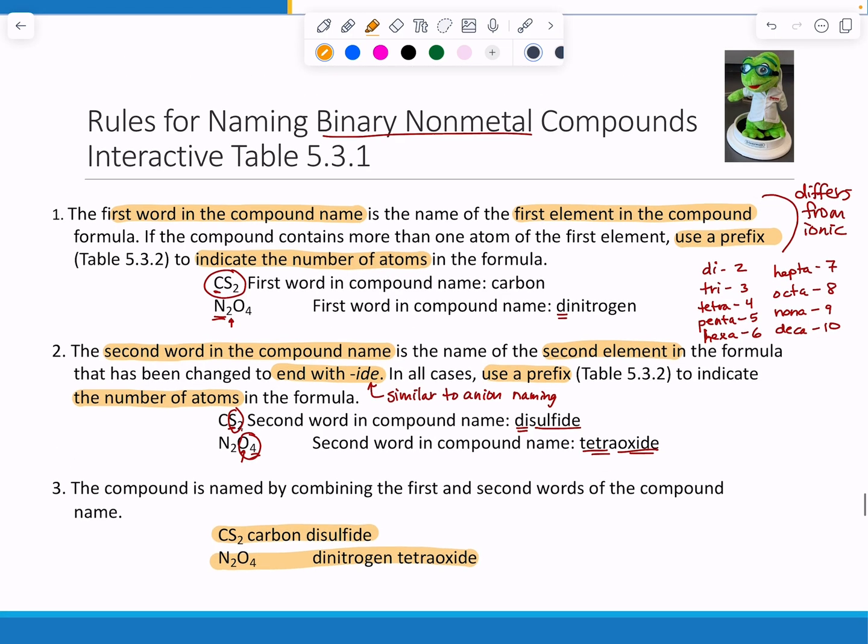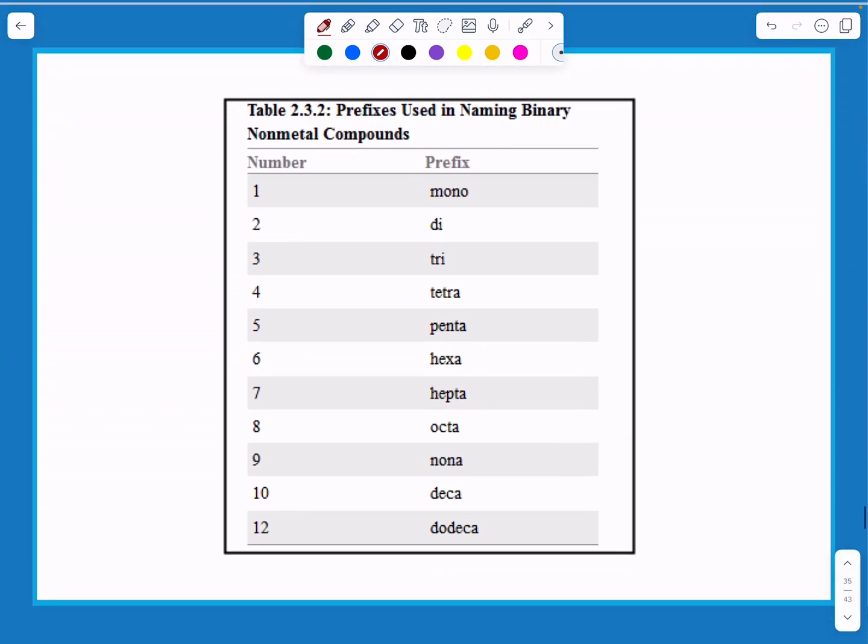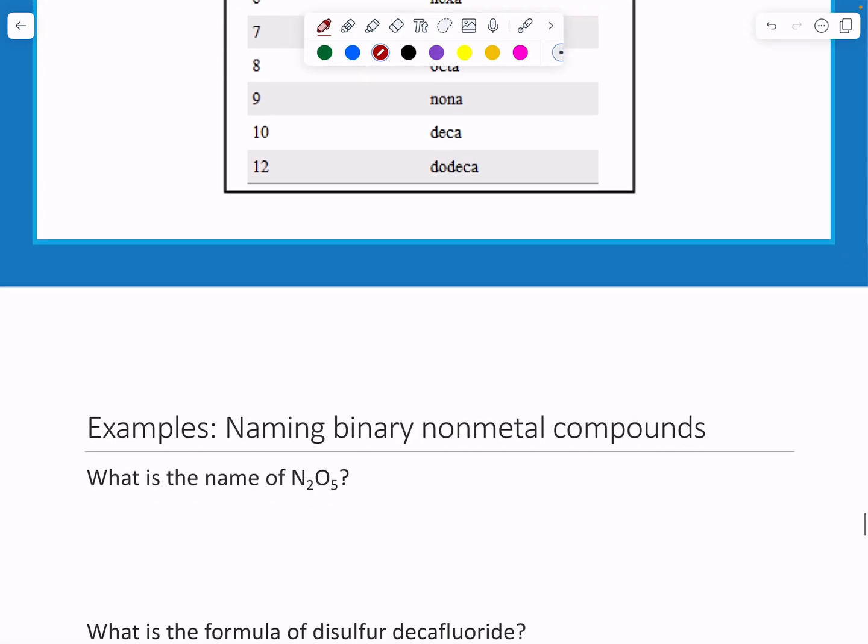So again, our little friend Chameleon is indicating it's really important to remember these rules for naming covalent compounds. And binary nonmetal is really just a specific way of saying a covalent compound that's only made up of two different elements. So these are the prefixes that I just wrote on the previous slide.